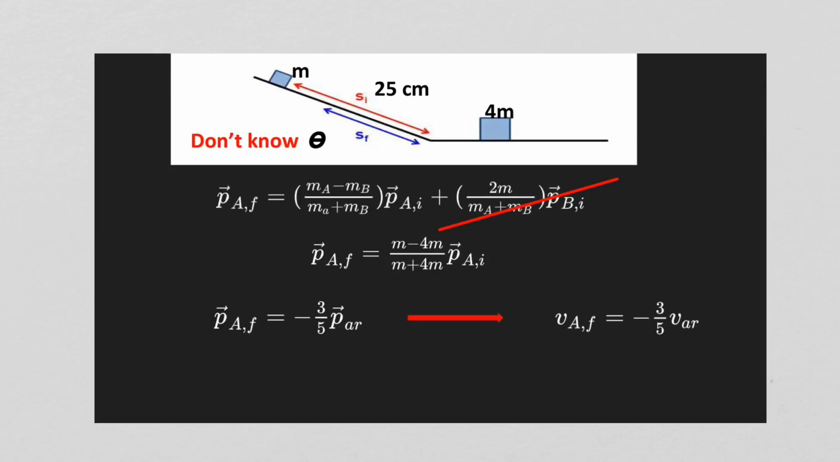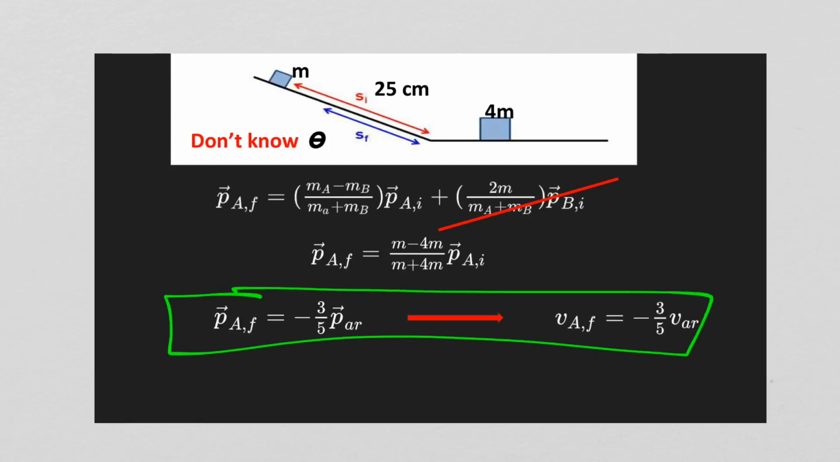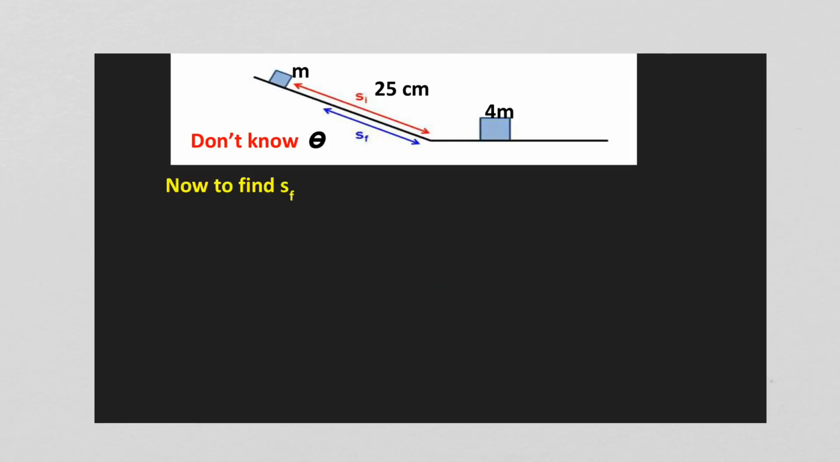And I get this nice little expression. So the velocity of A final after the collision is negative 3/5 the velocity of A after the ramp. Negative 3/5. Why is it negative? Oh yeah, it's going the other way. Negatives are just direction. And now to find s, back to conservation of energy. So we covered M going down the ramp, it hits, and now we're going to the part where M goes back up the ramp. So now it's an energy problem.